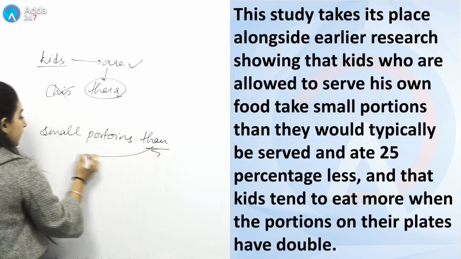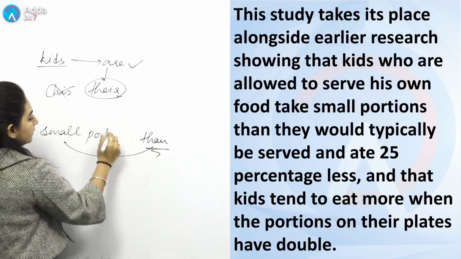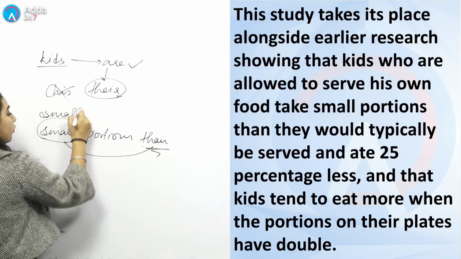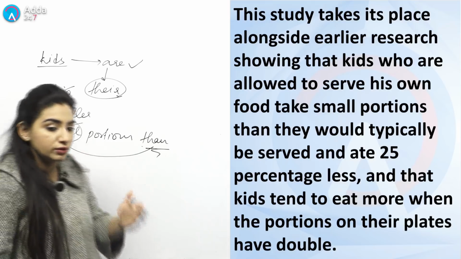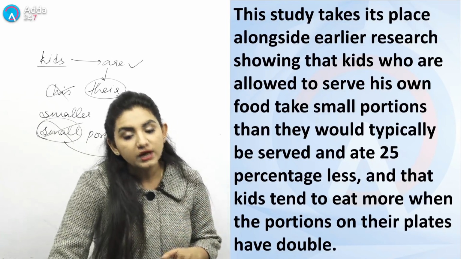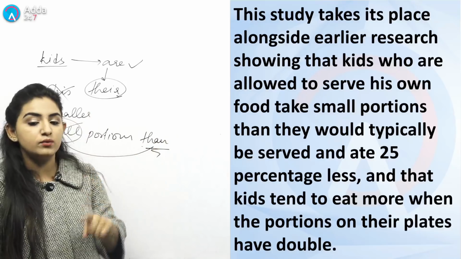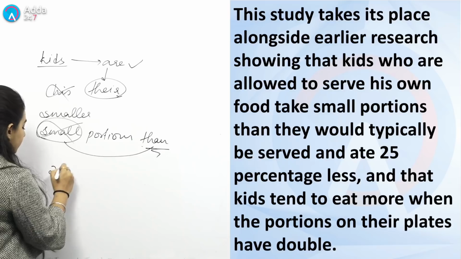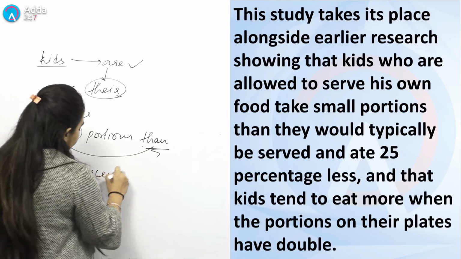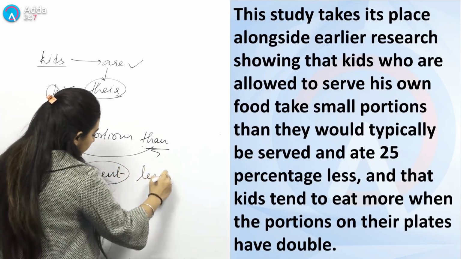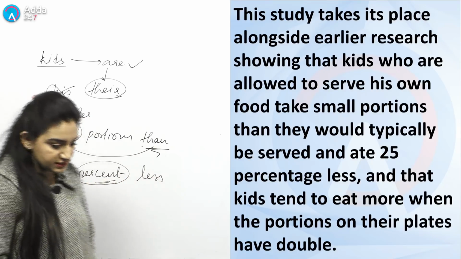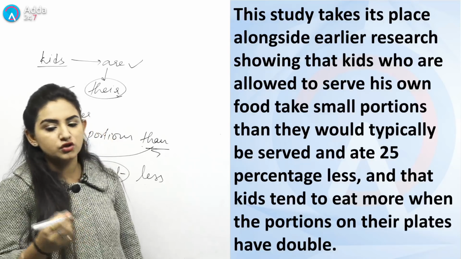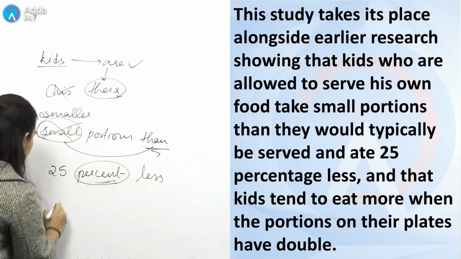So यहाँ पर जो than लगा हुआ है, this is used for small and this has to be smaller, not small. ये smaller होना चाहिए था. So serve his own food, take smaller portions than they would typically be served, and 25% left नहीं होता है, 25% less होता है, right? It's not percentage less, 25% less होता है, it's not percentage, ठीक है? Percent less, and that kids tend to eat more when the portions on their plates have double. अच्छा ठीक है, have double.